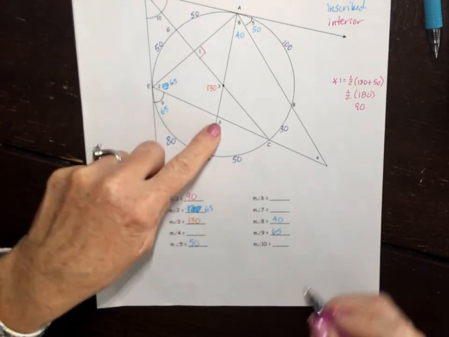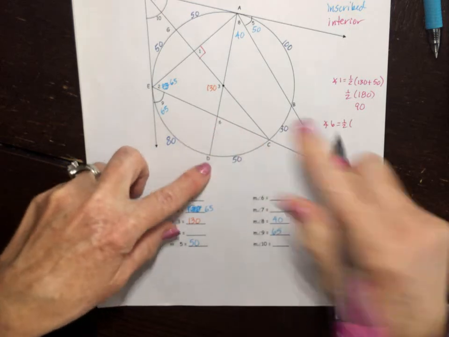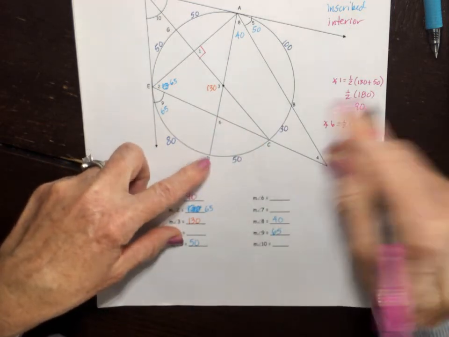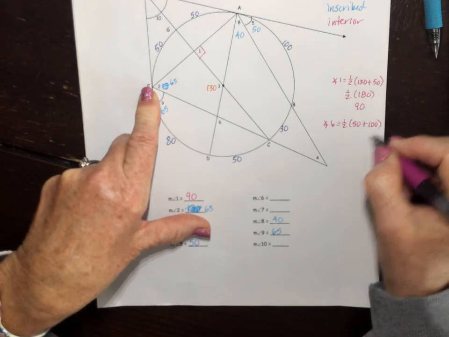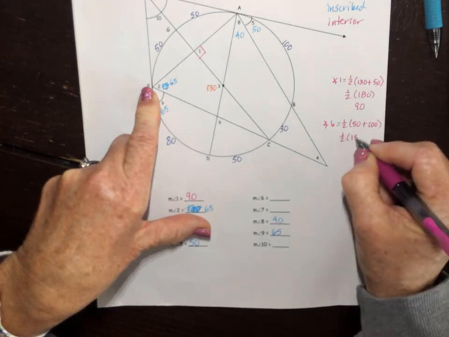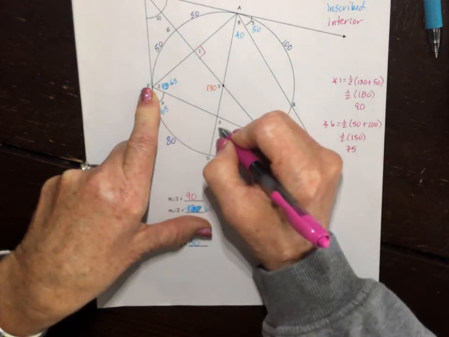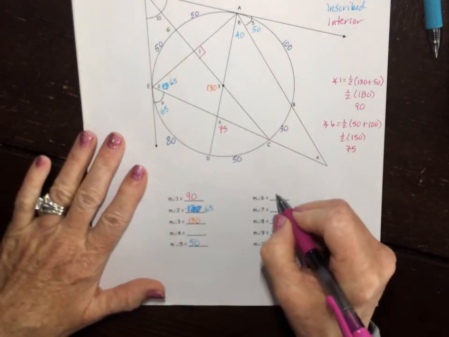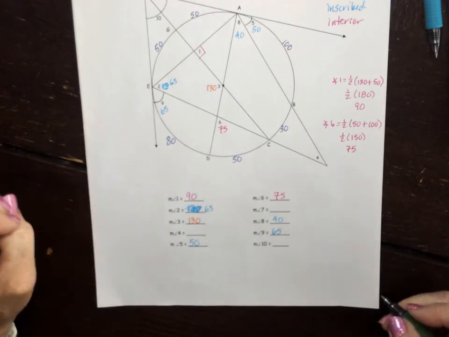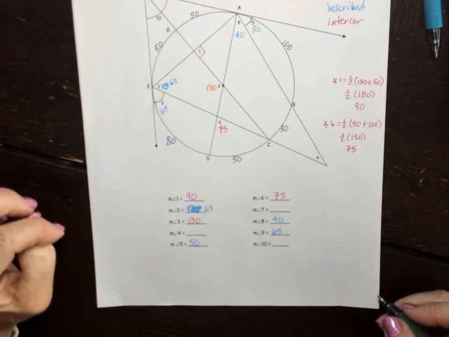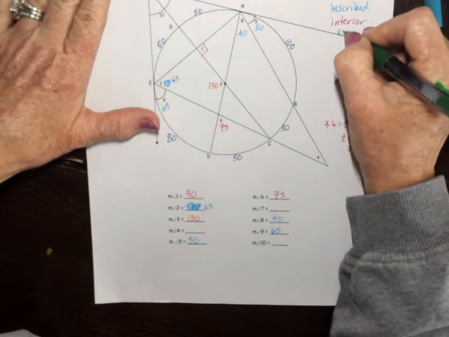Another interior angle, angle 6. Half of its arc, 50, plus the arc of the vertical angle, 100. Half of 150 is 75. Angle 6 is 75. I think that's all our interiors. So we should have 3 left: 4, 7, 10 for our exteriors.